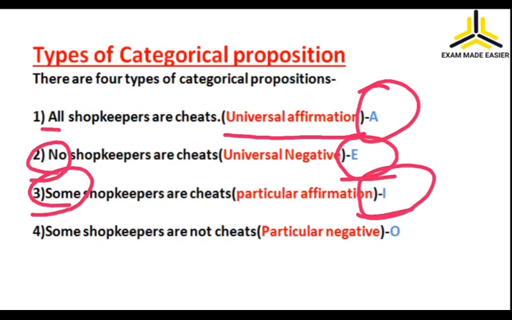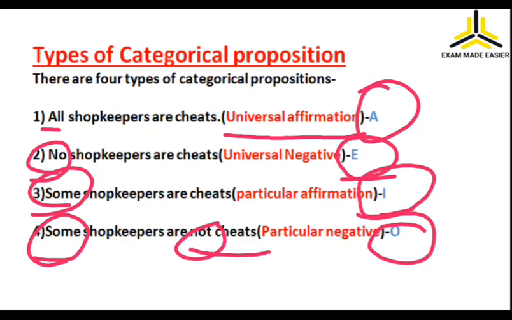And the fourth statement, if you see here also we are using some only. That means particular is definitely coming, but it is telling some shopkeepers are not cheats. It is talking about not cheats. Previously we were using some shopkeepers are cheats, right? Now as we are using not cheats, not is the same as no. No means negative, so we will say it to be particular negative, and it is represented by O, right? So A, E, I, O, these are the shortcut terms used for these types of categorical propositions.